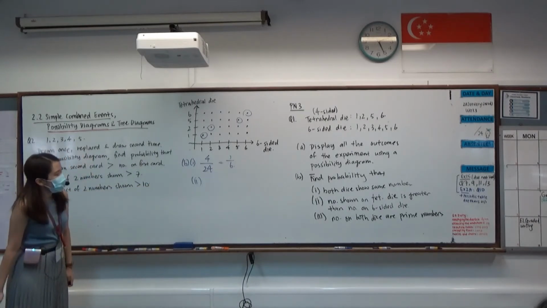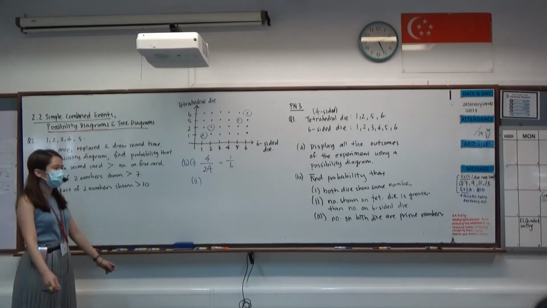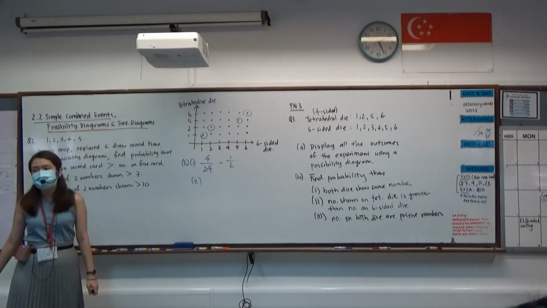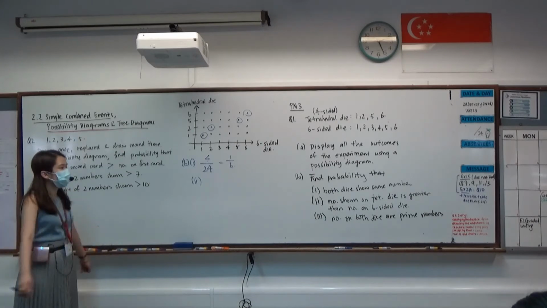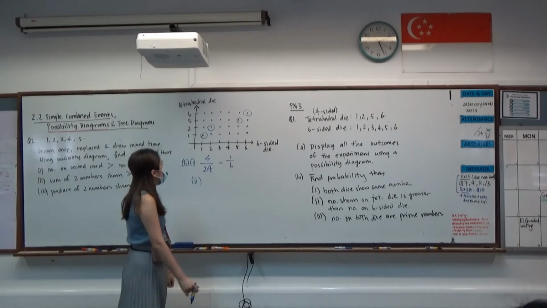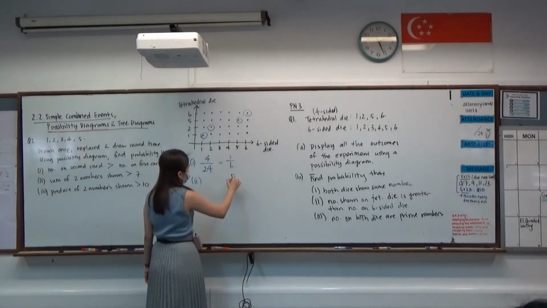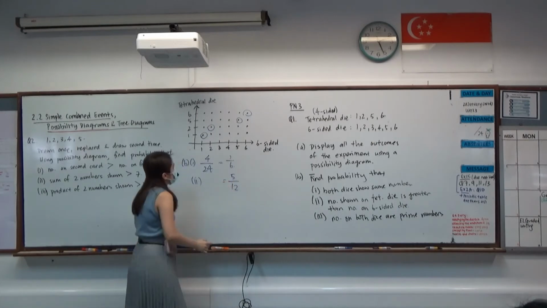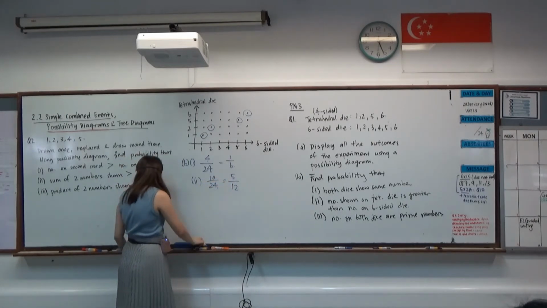So part 2, the number shown on the tetrahedral die is greater than the number on the six-sided die. What would that probability be? Chloe? 5/12. How do you get 5/12? 10/24. Okay, so let's do a check.